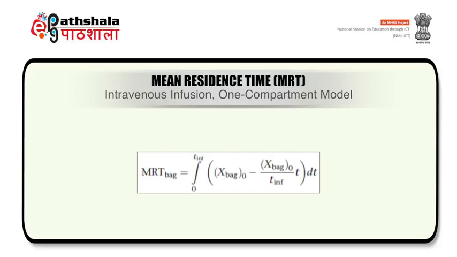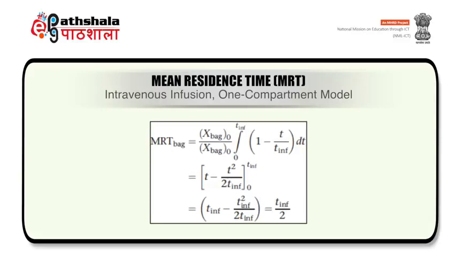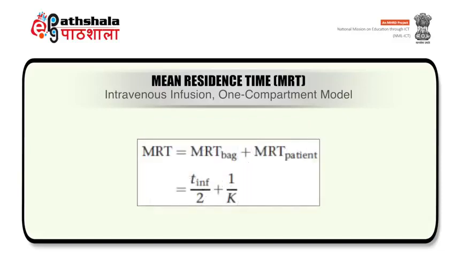The upper limit T infinity suggests that this process does not go on until time infinity; rather, drug has been completely removed from the intravenous bag at t equal to T infinity. Simplifying the above equation, MRT bag can be reduced to T infinity by 2. In both the solutions here, MRT bag is equal to T infinity by 2. This means the total MRT for the intravenous infusion of a one compartment drug will be equal to MRT bag plus MRT patient, that is T infinity by 2 plus 1 over K.